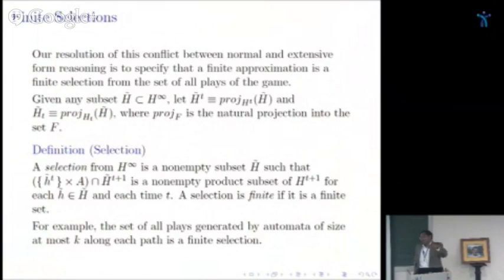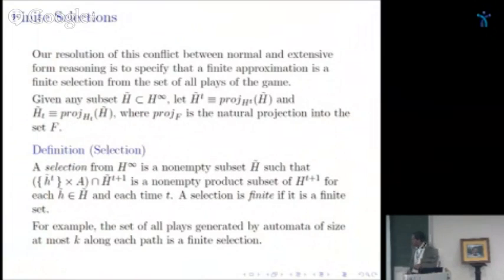What we want to do is to look at all pairs of automata for the two players, one for each player, and look at the path of play induced by each such pair. And so take all these paths, and then we prune the tree so no other path exists. Okay? And that's what we are talking about in terms of selections here.